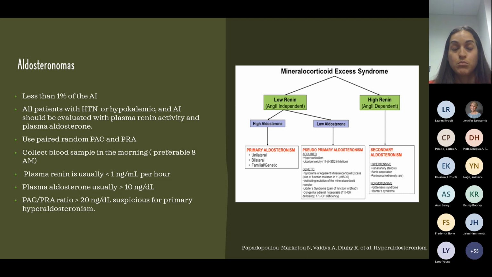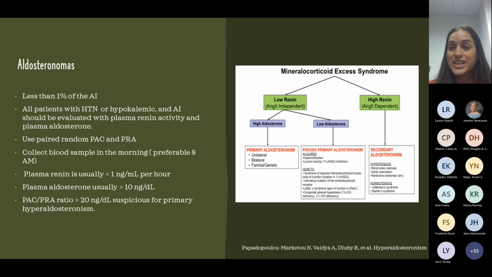for the blood collection. And then for the plasma renin, we are going to see levels lower than 1 nanogram per milliliter per hour. And the aldosterone typically is going to be more than 10. And when we do the ratio, it is going to be more than 20. And that is going to be suspicious then for primary hyperaldosteronism. So low renin, high aldosterone, highly suspicious for primary hyperaldosteronism.